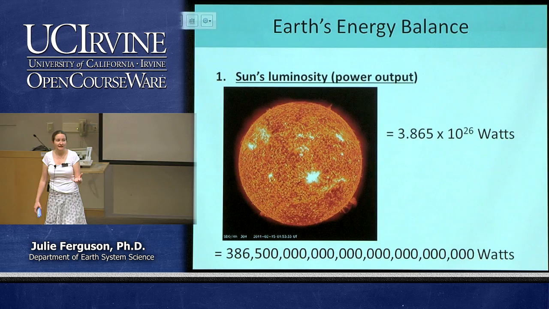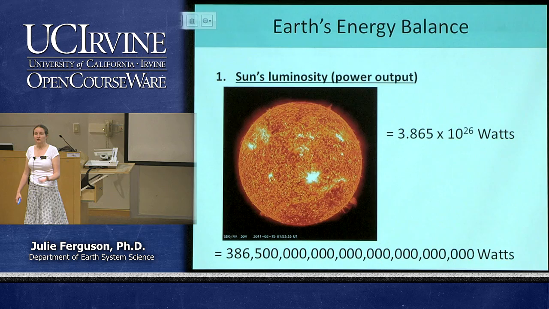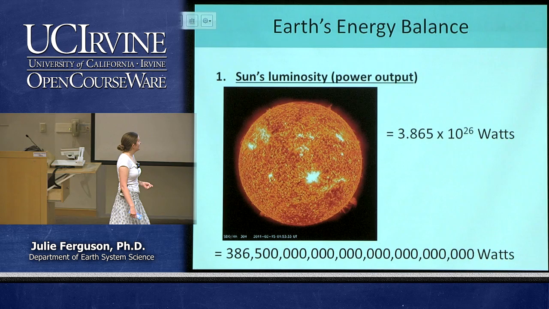This is where we're getting our energy from. And we call the power output of the sun luminosity. And so the luminosity of the sun right now is 3.865 times 10 to the 26 watts.